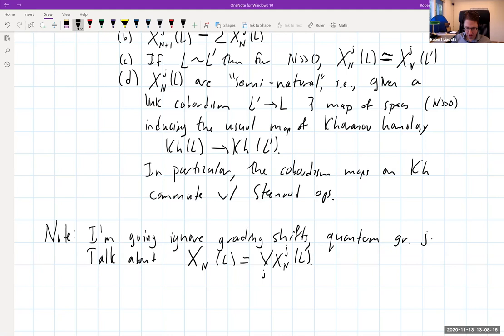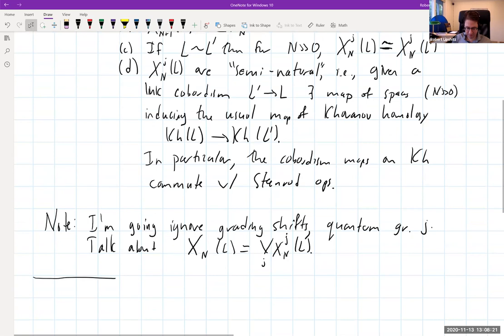Can I ask quickly about semi-natural? Is the statement that it's not functorial over a composition of cobordisms? Yeah, that's right. The maps are defined by first decomposing the cobordism into a movie, and then we should check movie moves, and we're working on that, and maybe we're almost finished, but it's not finished until it's finished. So I think this will get better. I hope this will get better in a matter of months.